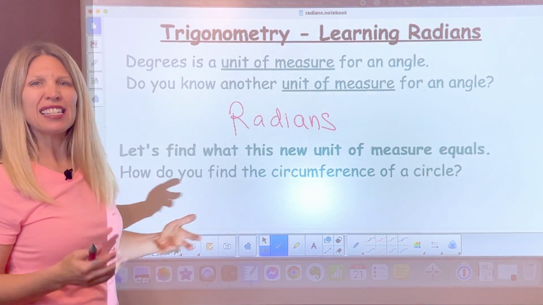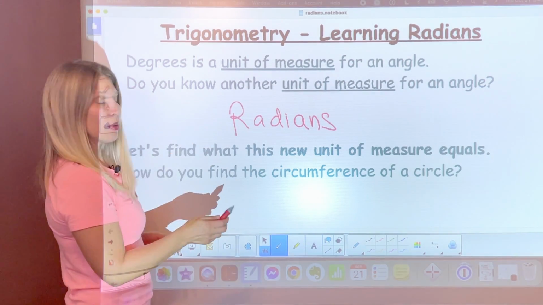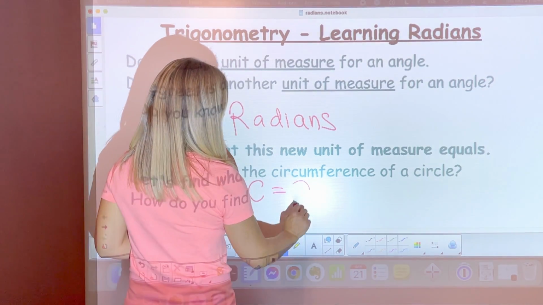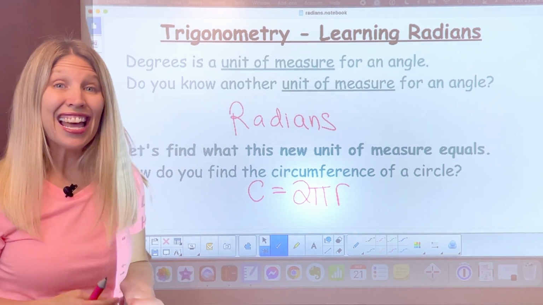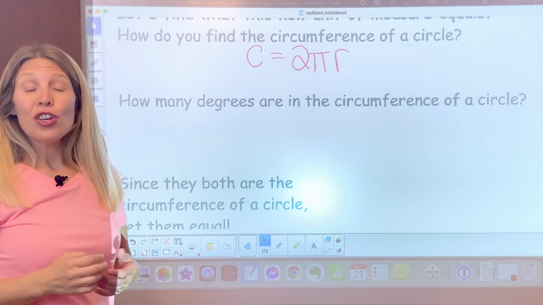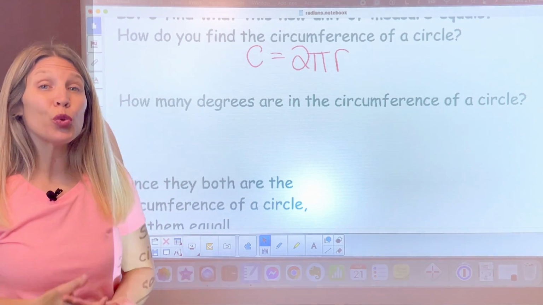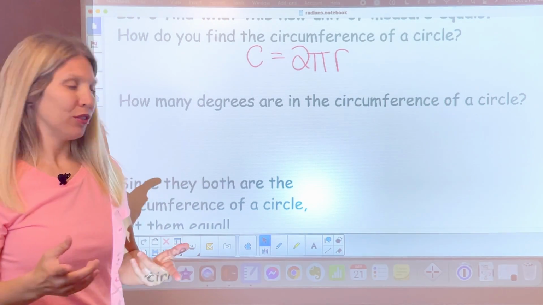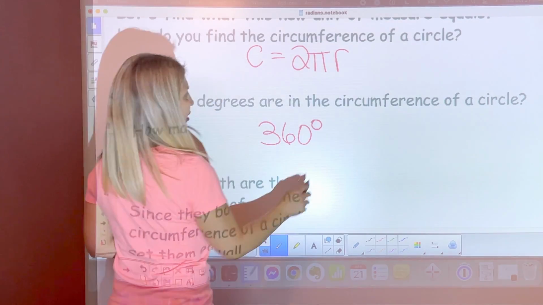So the first thing is, how do we normally find the circumference of a circle? Hopefully you remember that the circumference of a circle equals 2 pi r. And what does that r stand for? That r stands for your radius. So we know the circumference of a circle, and now how many degrees are in the circumference of a circle? Hopefully you remember that's 360 degrees.